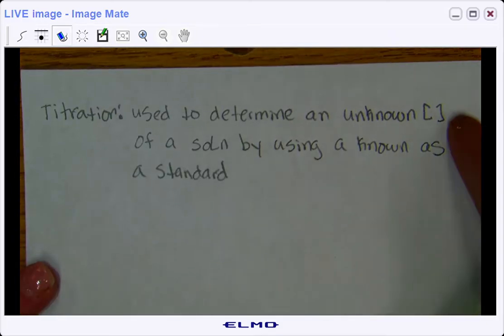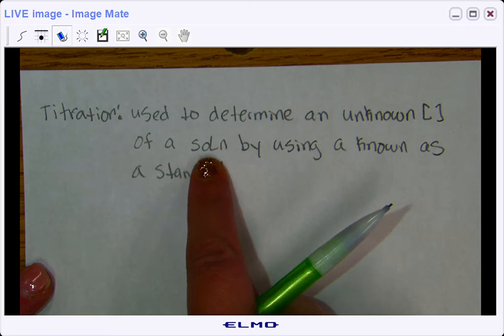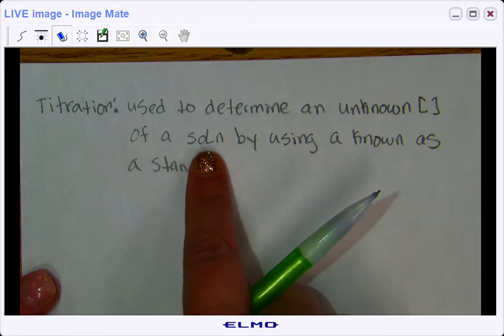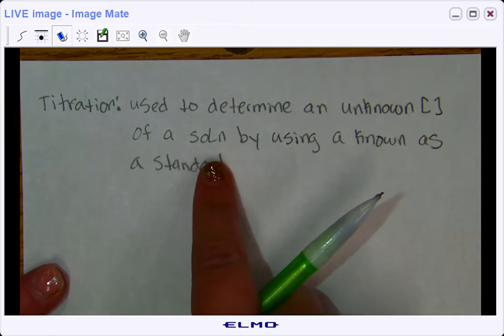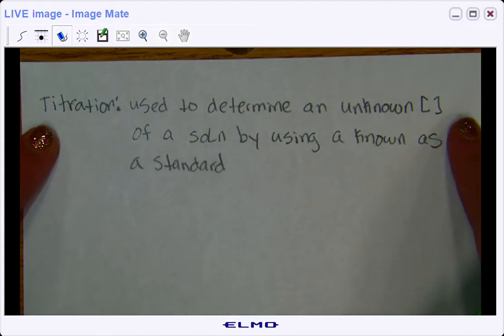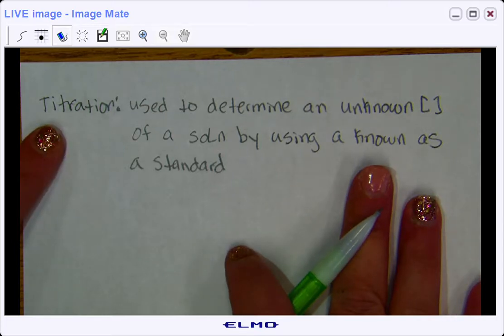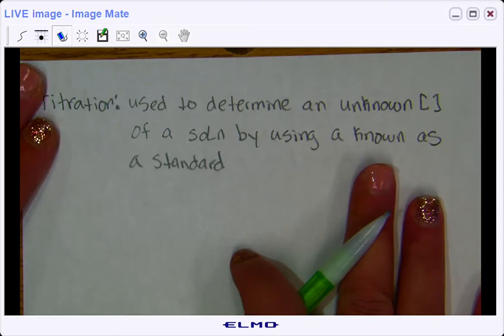And remember, brackets mean concentration, and this is solution, our abbreviation for solution. So if I have a substance and I do not know the concentration, I can do a titration by using something that I know in order to figure out the unknown. And this is really helpful.